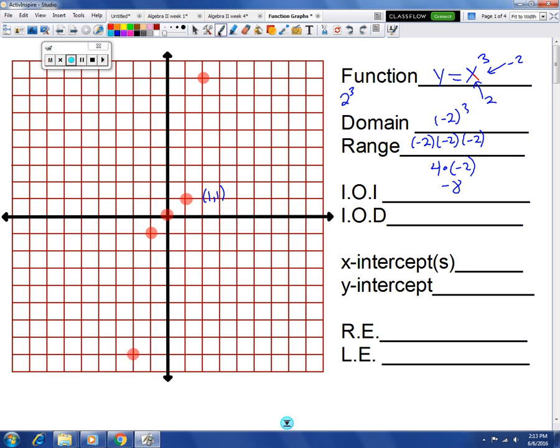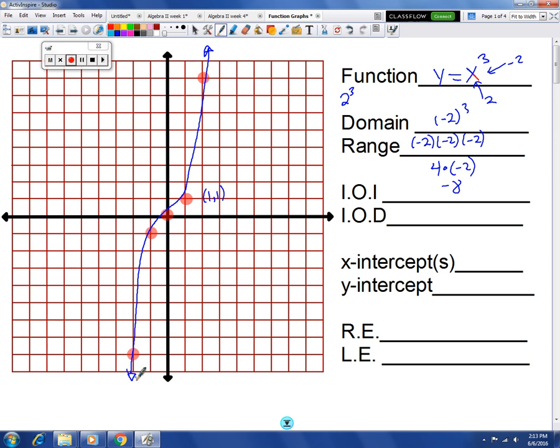Alright, ready to draw the curve. Cubics are called S-curves because they kind of go back and forth like that, kind of like a snake maybe. Alright, so what are the characteristics?